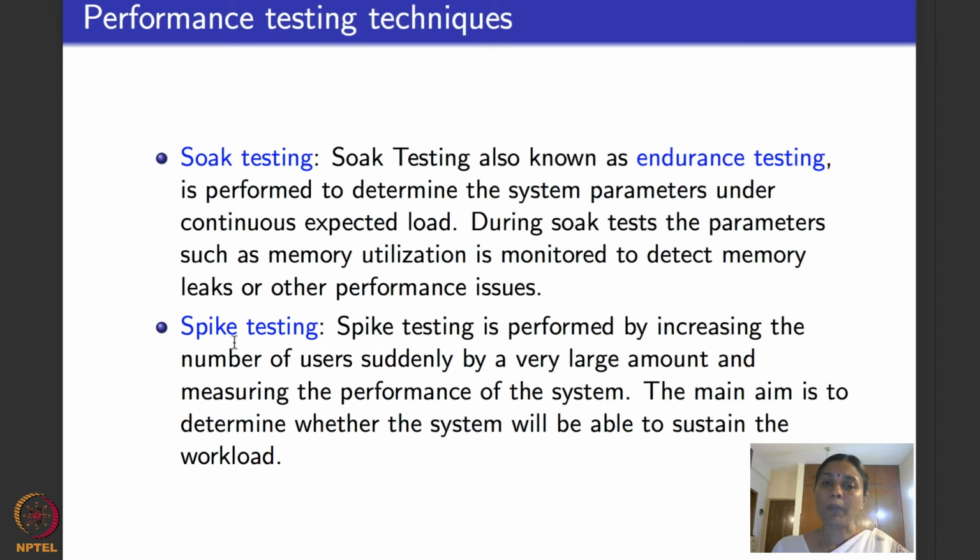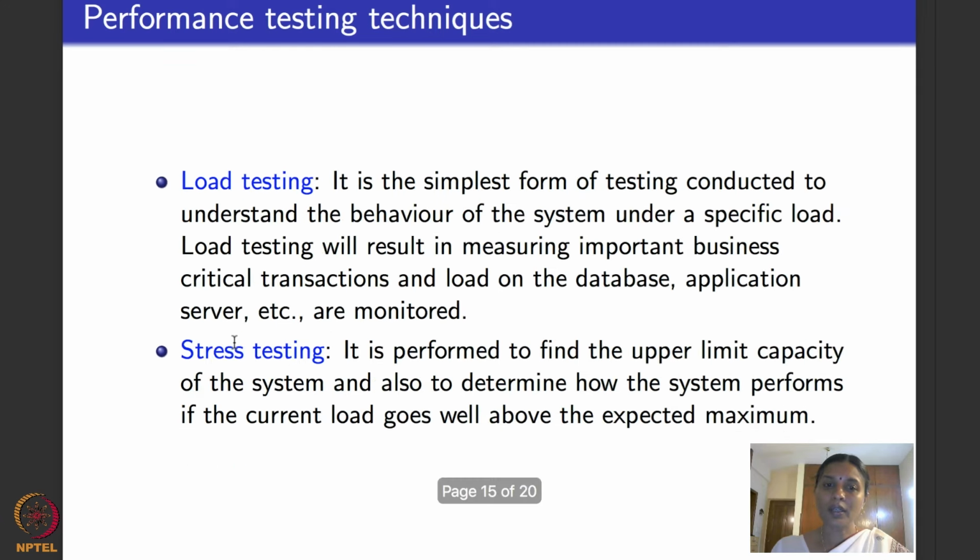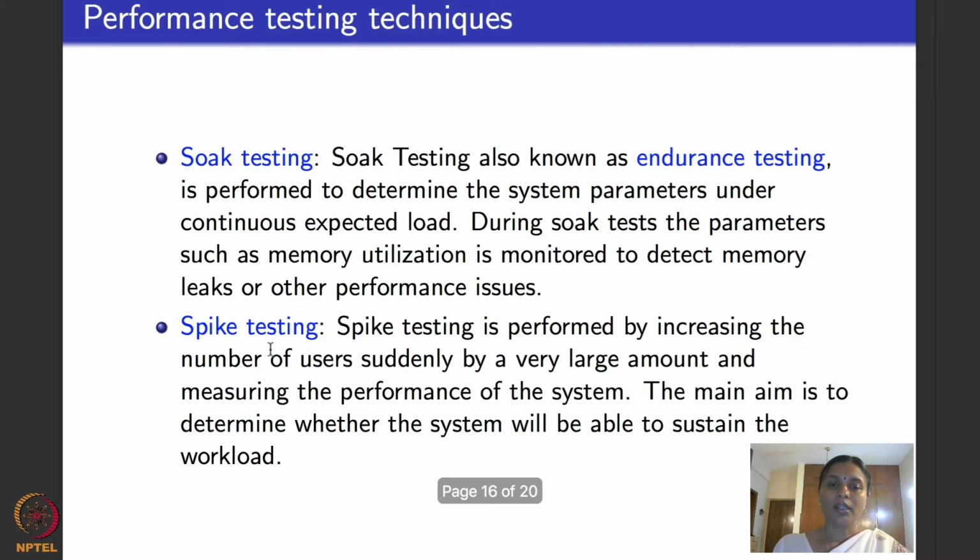Then there's something called spike testing, which is a kind of stress testing. So spike testing is like stress testing, but what it does is that it increases the number of users suddenly. There's a sudden spike, not a gradual spike, and see how well the system performs under this sudden increase in the number of users. The increase in the number of users need not be above the maximum number, but it's a fairly sudden increase. So the main aim is to determine whether the system will be able to retain the sudden increase in the workload.